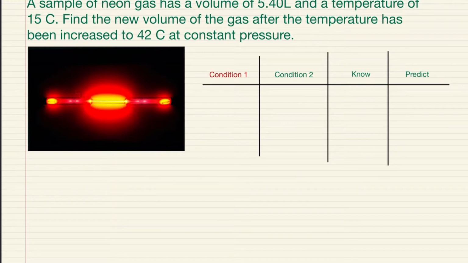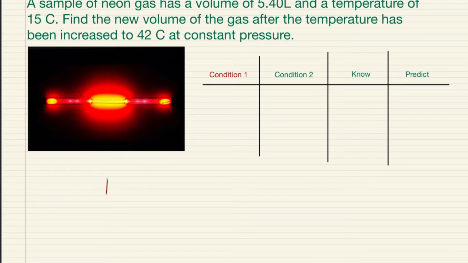Find the new volume of the gas after the temperature has increased to 42 Celsius at constant pressure. So the first thing we want to go ahead and do is convert. What should we convert it to? We're going to convert the temperatures to Kelvin.